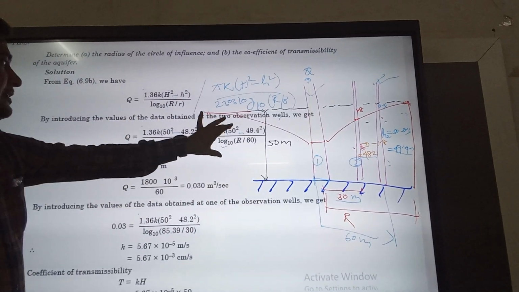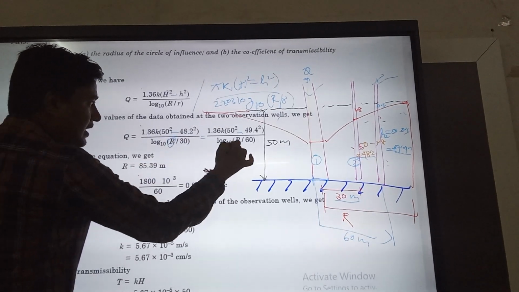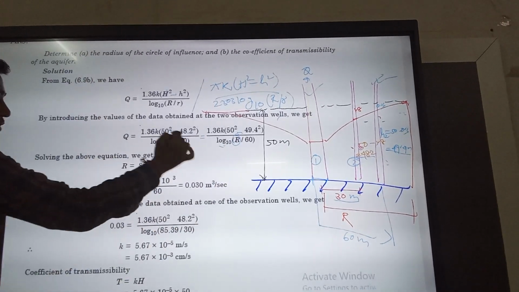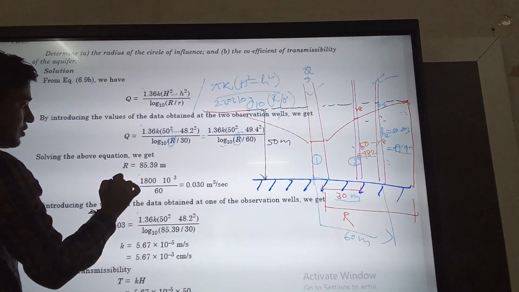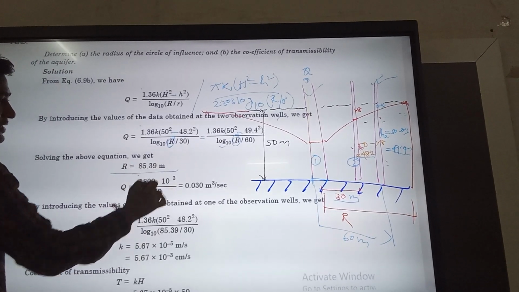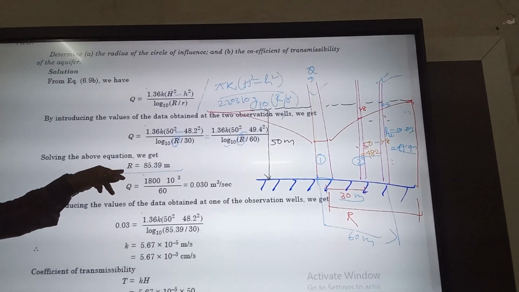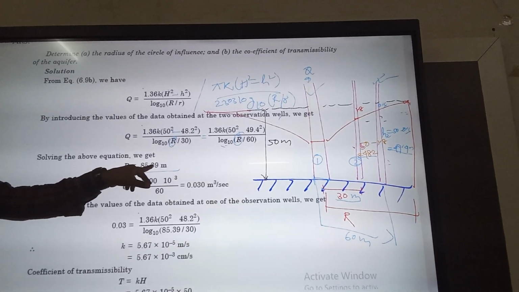Now if we simplify these equations, only R is unknown. So from that equation we can solve. R equals 85.39 meters. So we can find out the radius of influence R equals 85.39 meters.